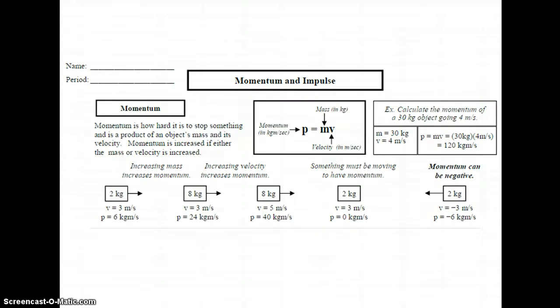So let me give you a brief introduction to momentum and work a couple practice problems with you. Momentum and impulse. Momentum is how hard it is to stop something, and it's a product of an object's mass and its velocity. It's increased if either the mass or the velocity is increased.